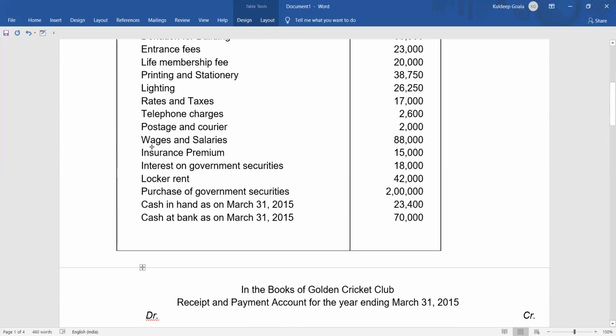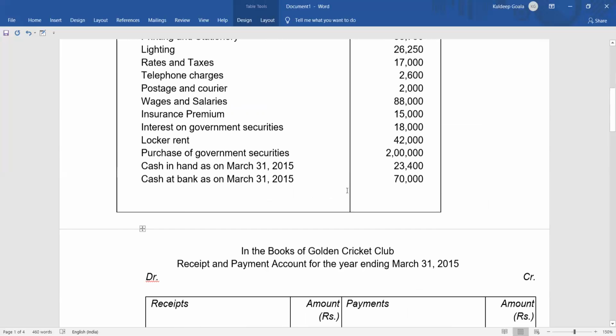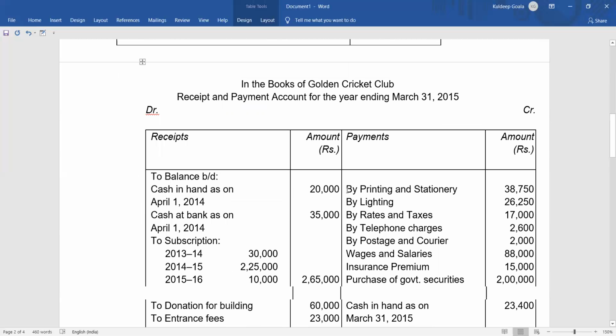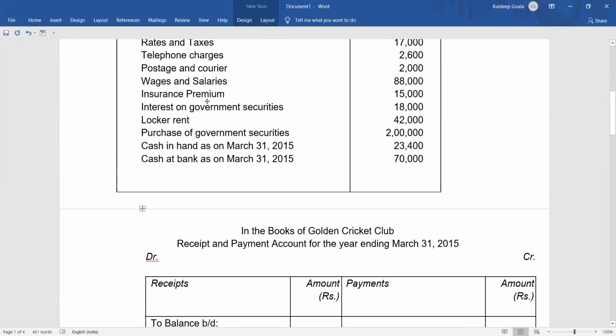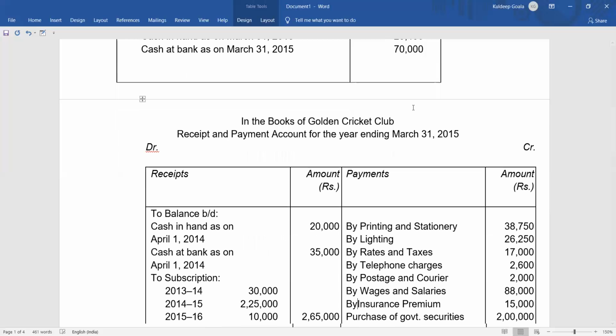And again, we have wages and salary of 88,000. That will also be coming in the payment side, right? That is also a payment. So by wages and salaries 88,000. Then coming to the next one, we have insurance premium of 15,000. That is also a payment, we pay to the insurance company. So it will be coming as by insurance premium 15,000.